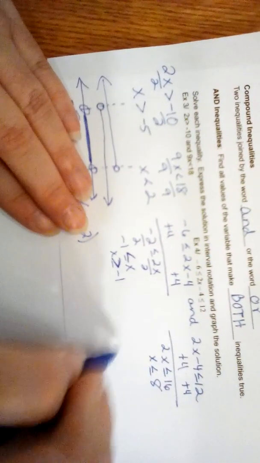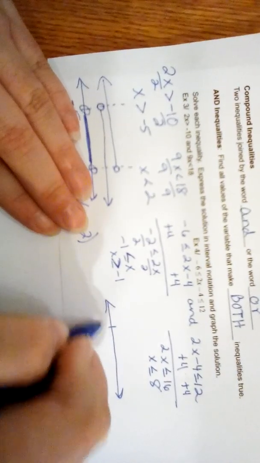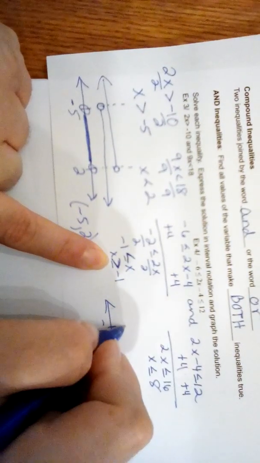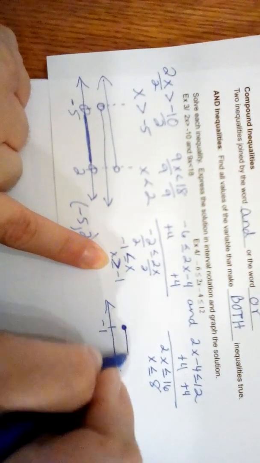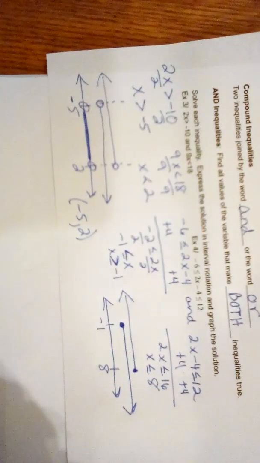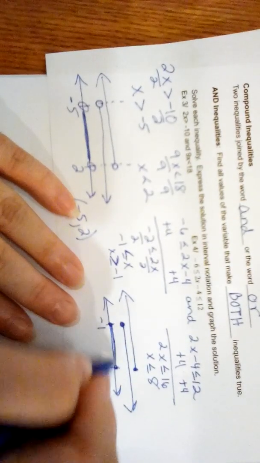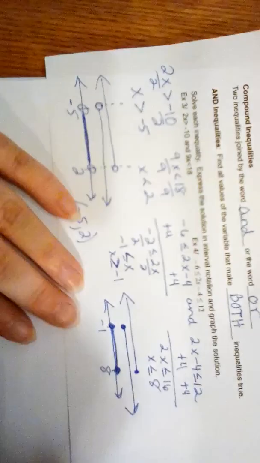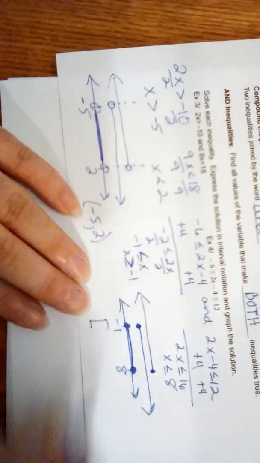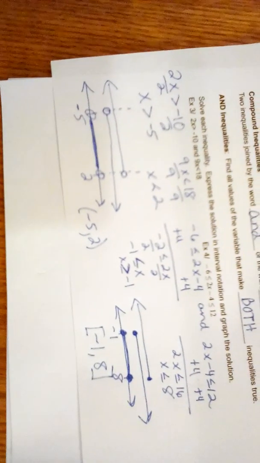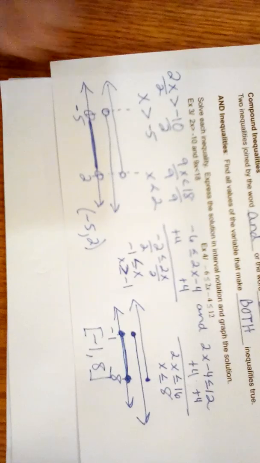All right, it's an and, it's got to both be true. You've got a -1 and you've got an 8. So this is going to be a dot at -1 because it includes the endpoint. Shade to the right. At the 8, that's going to include the endpoint. Shade to the left. So my answer is going to be where they overlap. Now, in this case, the endpoints are included, so you're not going to have parentheses, you're going to have brackets, to denote that you are including the endpoints.